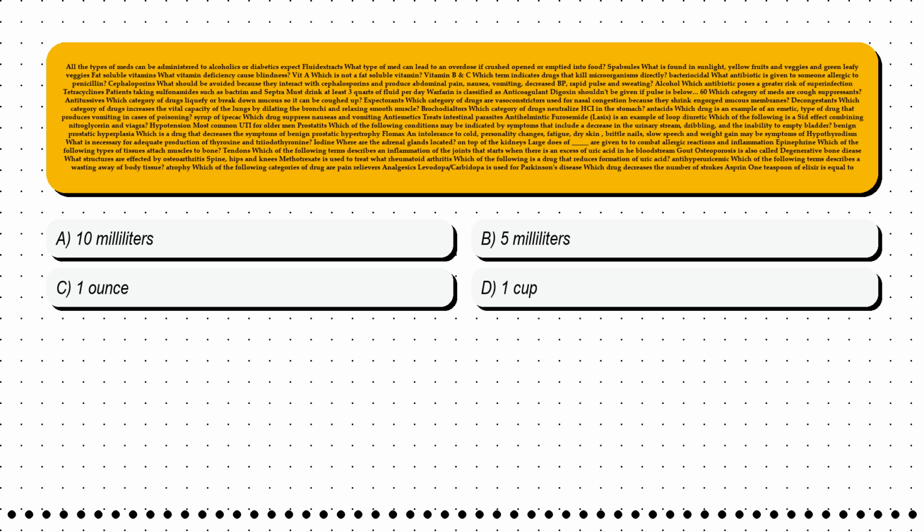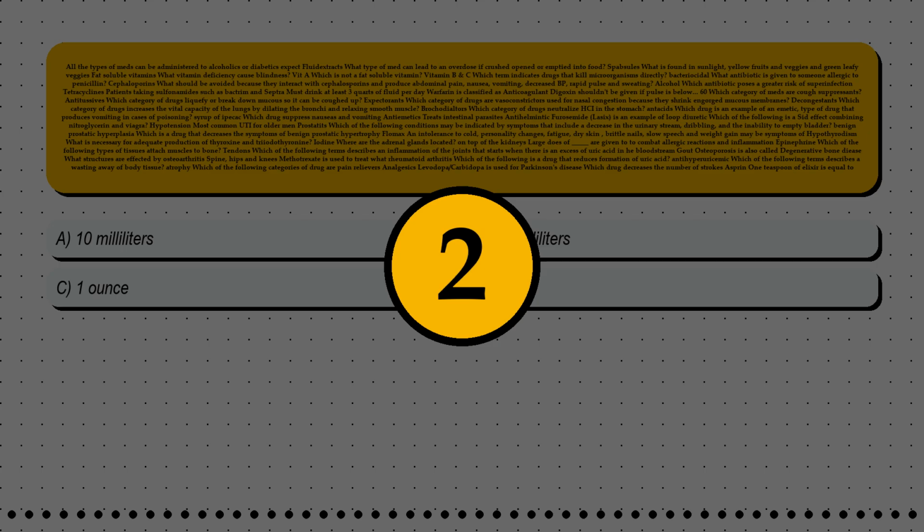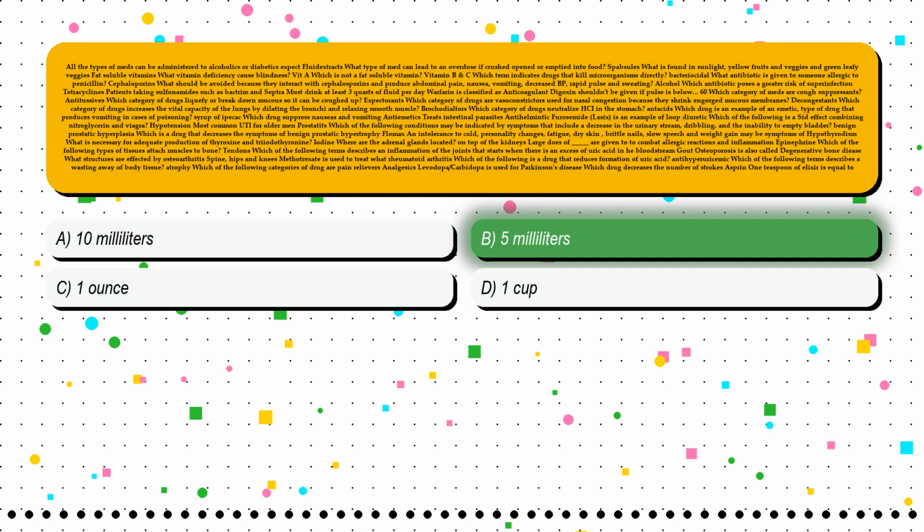Option B, 5 milliliters. Option C, 1 ounce. Option D, 1 cup. The correct answer is option B, 5 milliliters.